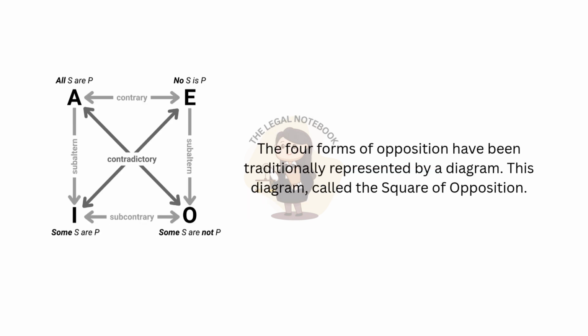The four forms of opposition have been traditionally represented by a diagram. This diagram is called the square of opposition.